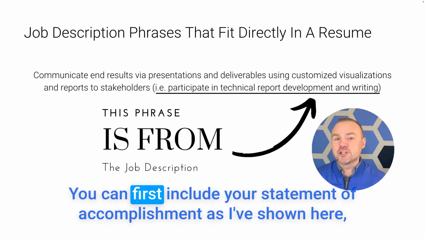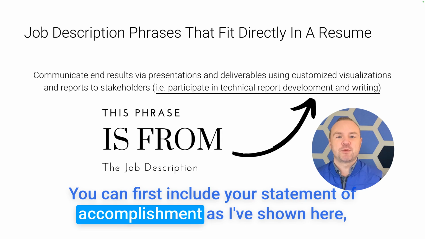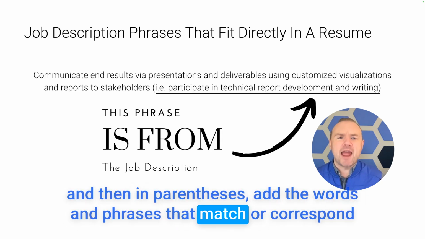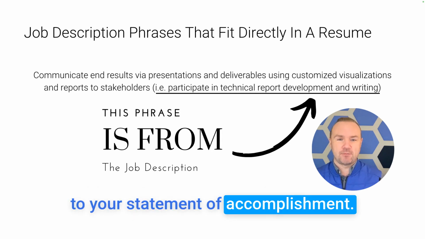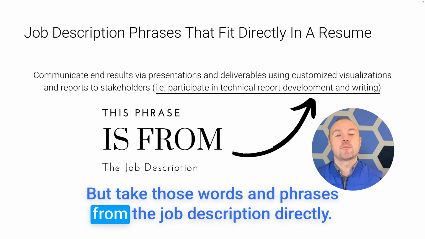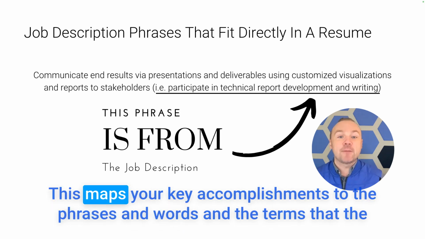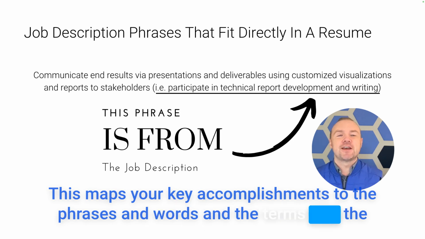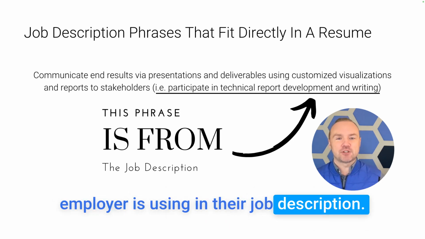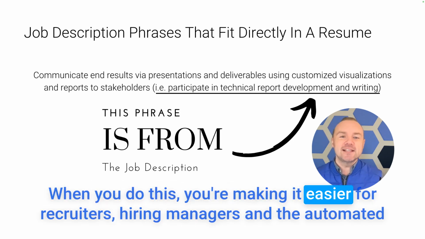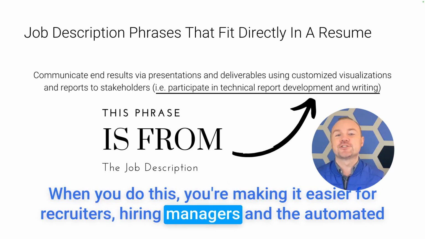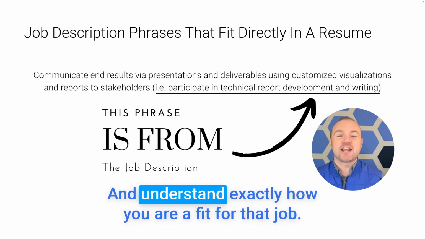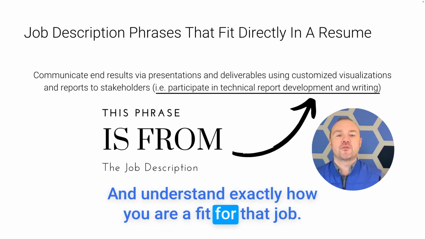You can first include your statement of accomplishment, as I've shown here, and then in parentheses, add the words and phrases that match or correspond to your statement of accomplishment, but take those words and phrases from the job description directly. This maps your key accomplishments to the phrases and words and the terms that the employer is using in their job description. When you do this, you're making it easier for recruiters, hiring managers, and the automated applicant tracking systems to review your resume and understand exactly how you are a fit for that job.